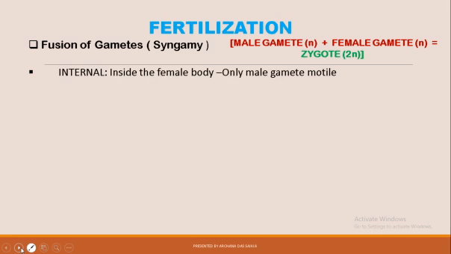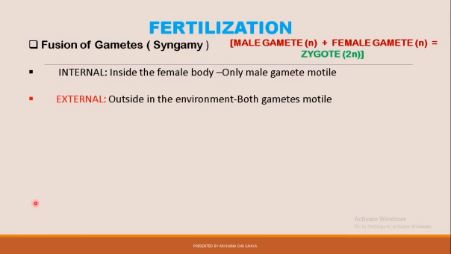Now, fertilization can occur internally, inside the female body. Because the female gamete is stationary, it's still inside the female body. Male gametes, which are motile, will be transferred from the male individual through some agency or maybe through physical contact. The male gamete will be placed inside the female body to fuse with the female gamete inside. And such type of fertilization is referred to as internal fertilization.